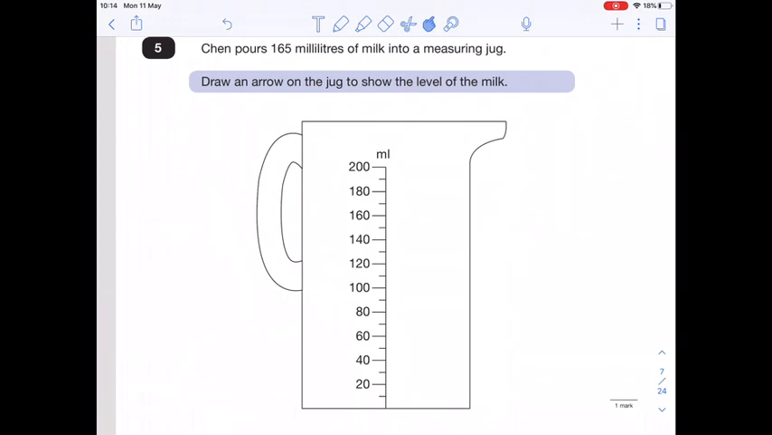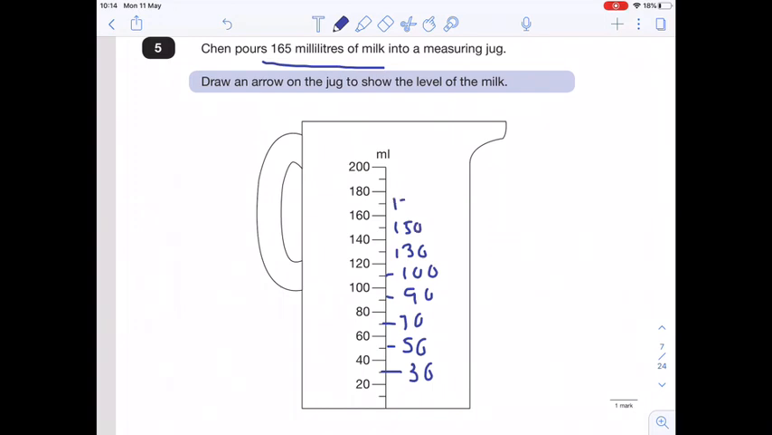So, she pours 165 millilitres of milk into a measuring jug. And it says draw an arrow on the jug to show the level of the milk. So we can see it's going up to 20, 40, 60. So we know that the one in between is where the tens are, isn't it? Because it's halfway. So that's what those notches are. They're the tens in between these numbers here.